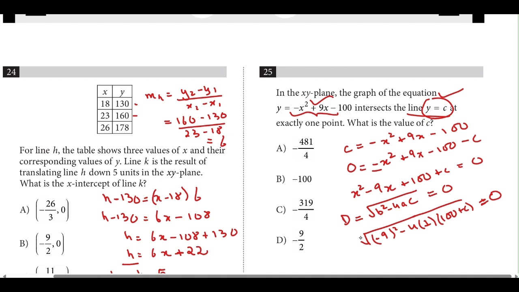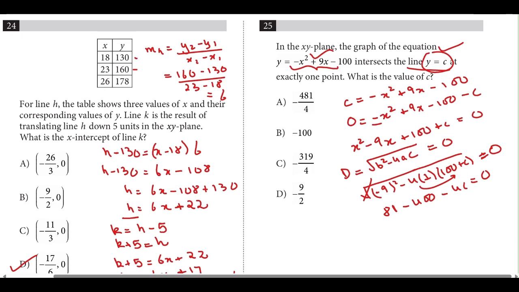Now I can just square both sides, get rid of the square, because 0 squared is 0. So it gives me 81 minus, let's multiply the inside of the bracket, 400 minus 4c equals 0. 81 minus 400 would be 319. Let me check. Okay, minus 4c equals 0. Let's take 4c to one side, and it gives me c equals negative 319 by 4, which is option C.